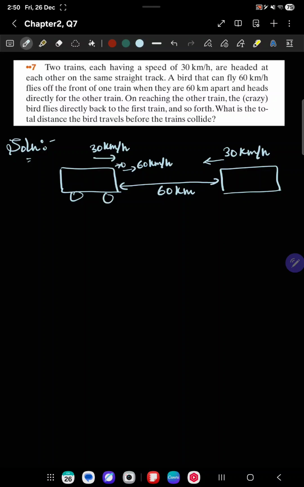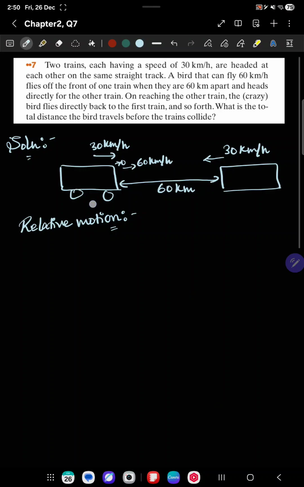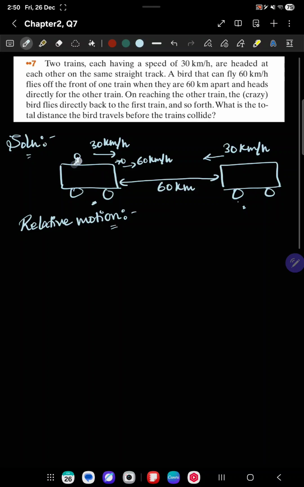Now this question is a question of relative motion, right? So in relative motion, let me tell you what we have to do. In the very beginning, we will assume that there is no bird. We will just analyze these two trains, this one and this one. Suppose we are sitting on this train, right? The moment we sit on this train it will seem like it is completely stopped since we are moving with the same speed as the train.